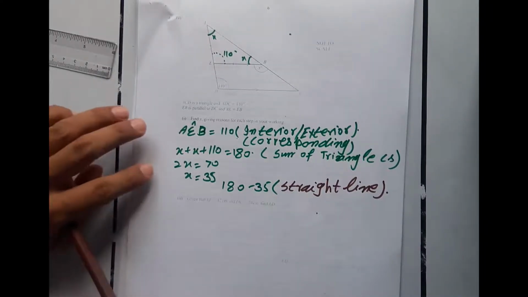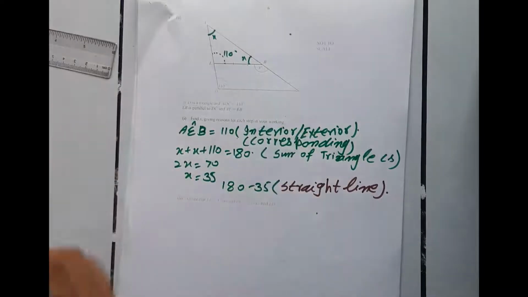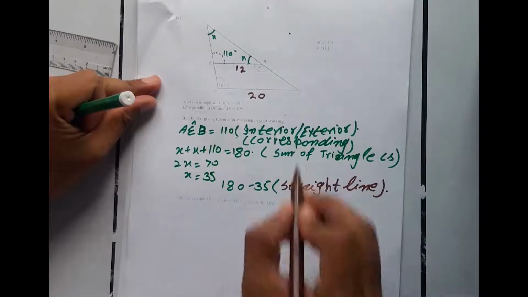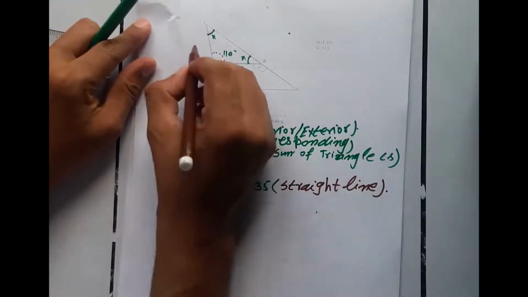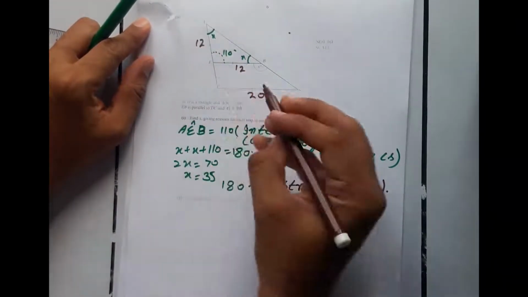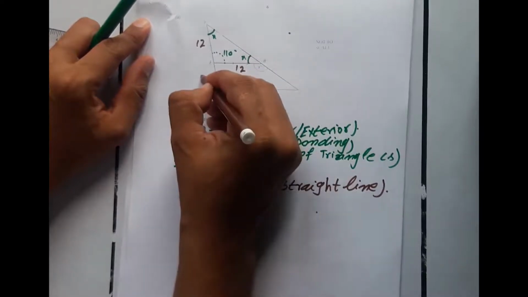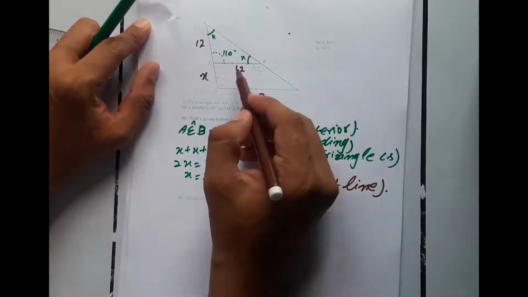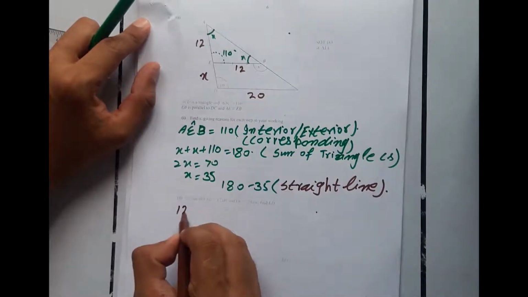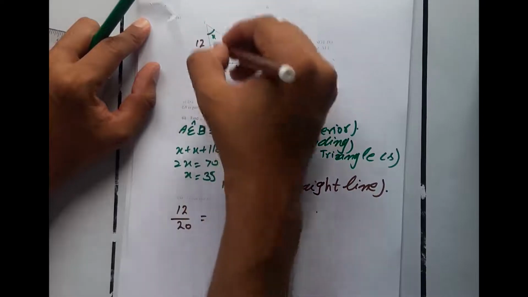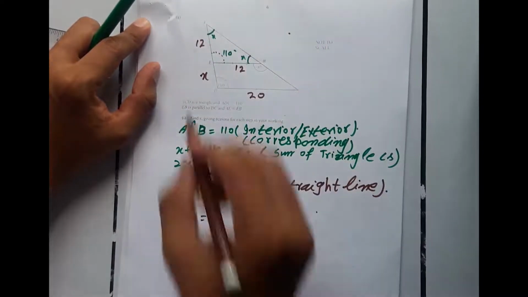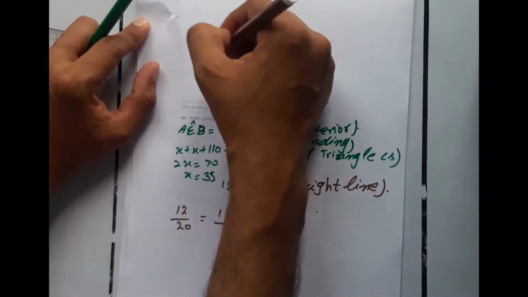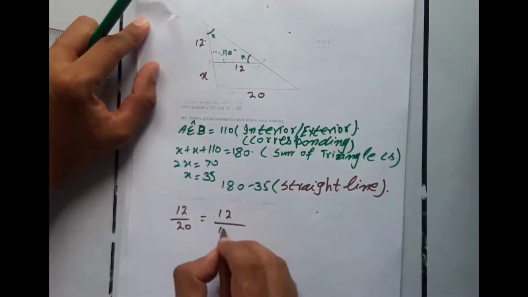Then given that EB is 12, DC is 20. So if this is 12, this is also 12. We have to find ED, which is equal to, suppose, x. So we will use the similarity rule. 12 over 20 is equal to AE over AD. AE is 12 and AD will be equal to AE plus ED, which is 12 plus x.